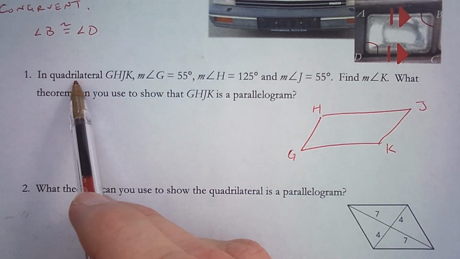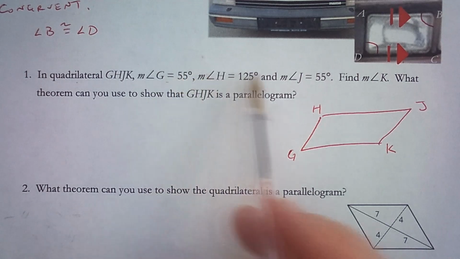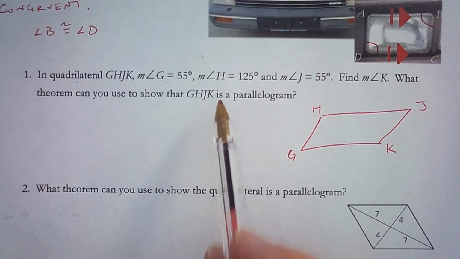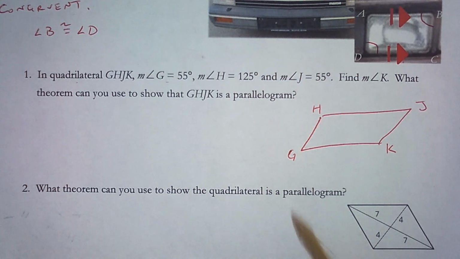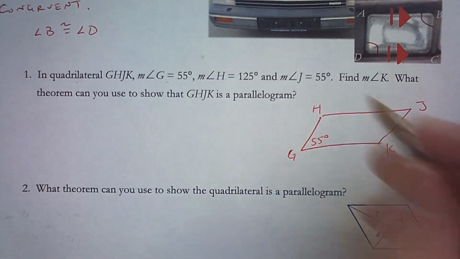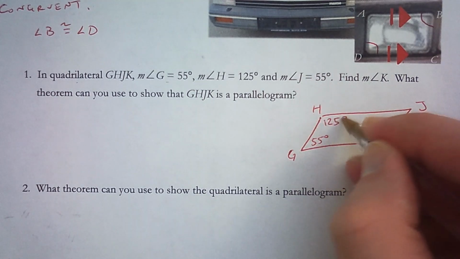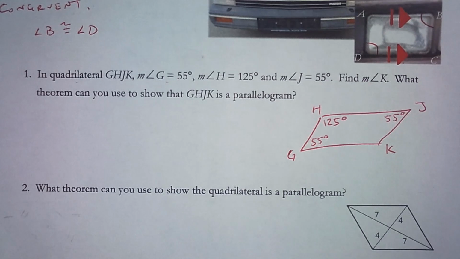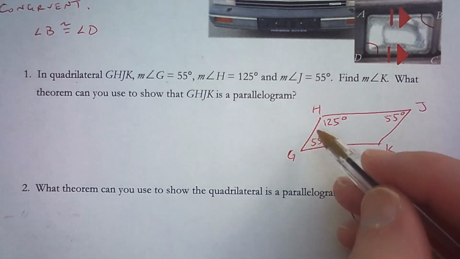Actually, all we know right now is it's a quadrilateral. Based on these measures, are we going to be able to show that it's a parallelogram? And if so, what theorem can we use? So angle G is 55 degrees. Angle H is 125 degrees. Angle J is 55 degrees. Based on that information, is there a theorem that tells us that this is indeed a parallelogram?